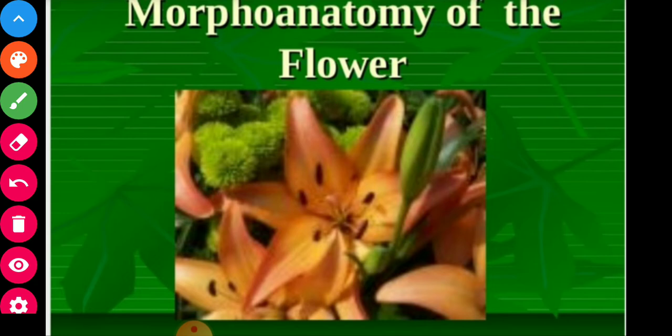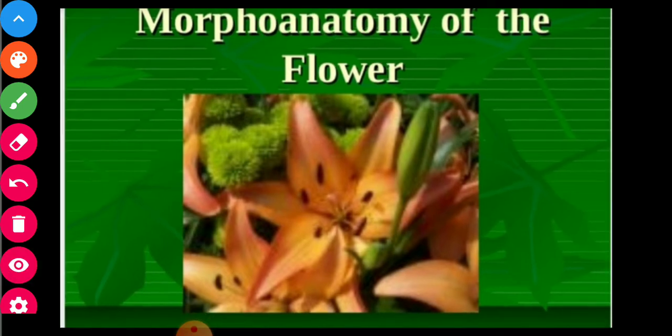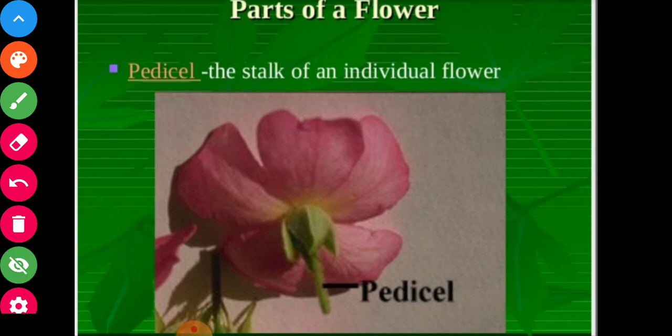Today's topic is for class 11th biology, and the topic is morphoanatomy of the flower. Here we will study the morphology of the flower. Here the parts of the flower you will study.